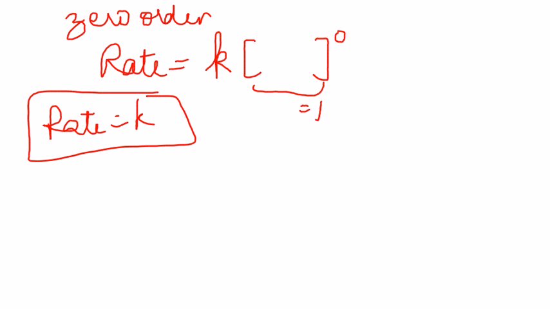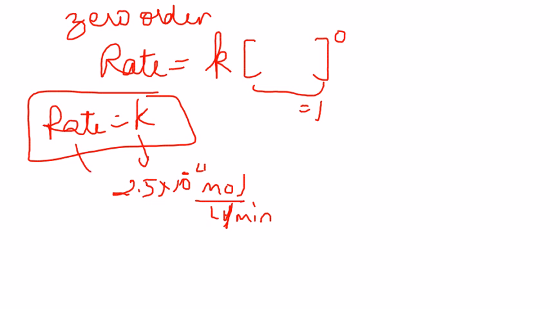The next part is calculate the rate when the concentration of ammonia is 0.08 molar. Since the rate constant is what defines the rate of the reaction, whatever value of the rate constant is given, 2.5 times 10 to the negative 4 moles per liter per minute, that is going to be the value of rate as well, because again this is a zero order reaction.